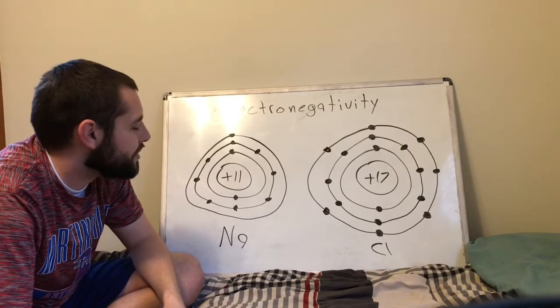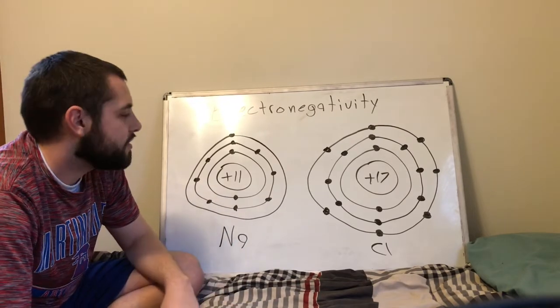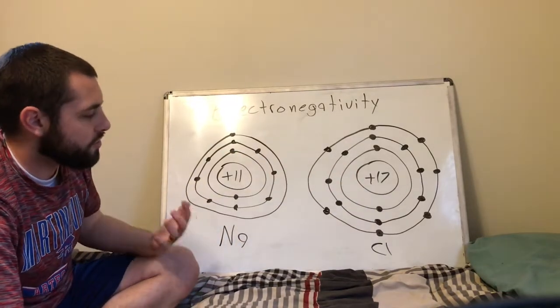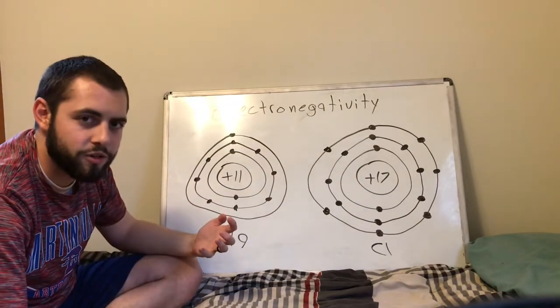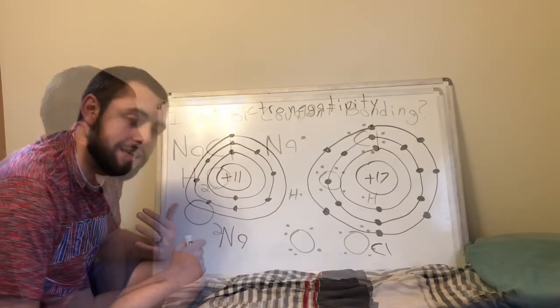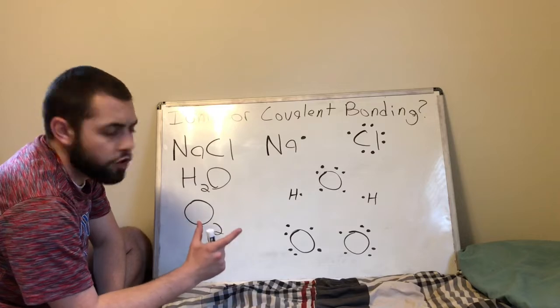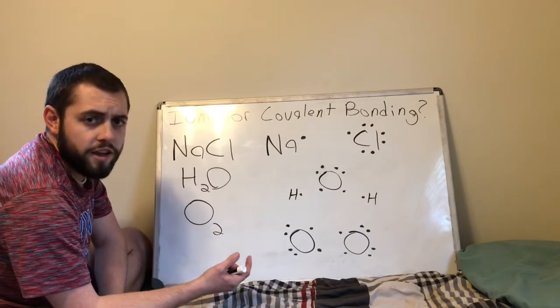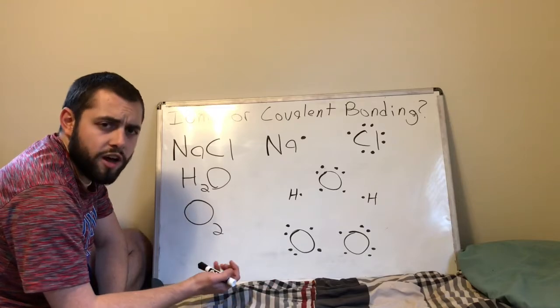We can think of that like a stronger pull. So chlorine, my bad, chlorine is more electronegative. It has more protons in the nucleus. It's able to attract those electrons much more easily. Chlorine is more electronegative than sodium. That means that it's stronger. It's able to attract electrons easier.